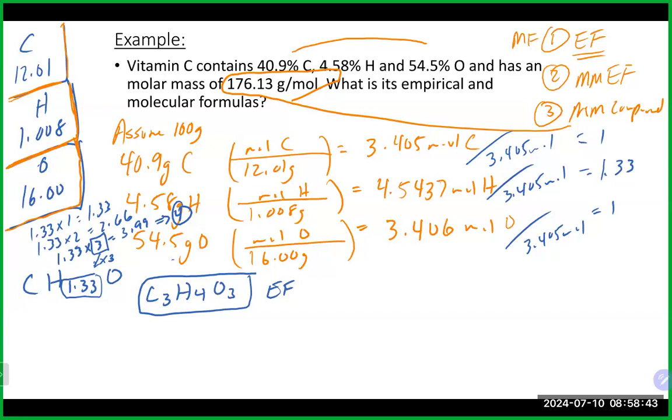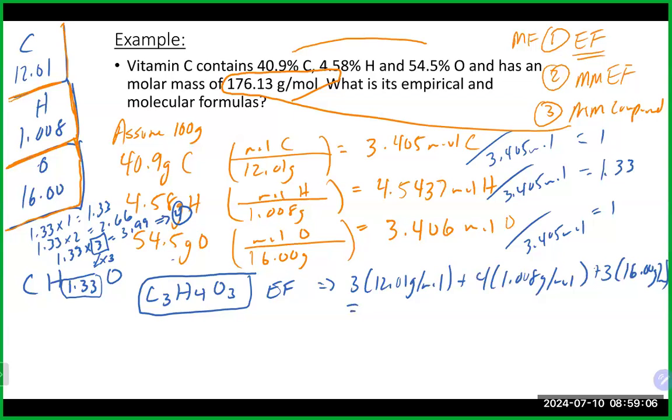Now that we do have our empirical formula, we're going to get the molar mass of it. So we will take 3 times our 12.01 for our carbons, plus 4 times 1.008 for our hydrogens, plus 3 times 16 for our oxygens, and that will get us to 86.06 grams per mole as the molar mass of our empirical formula.